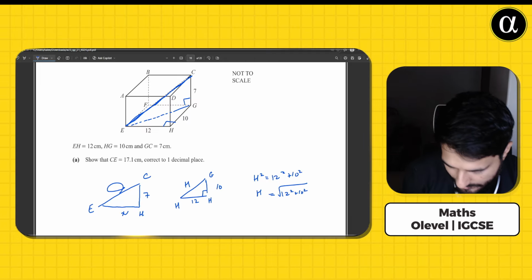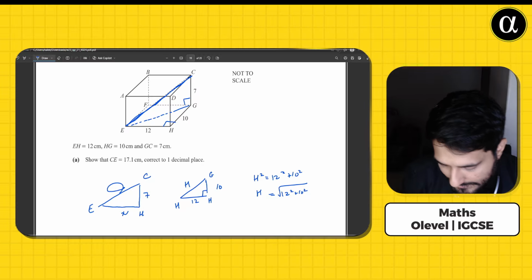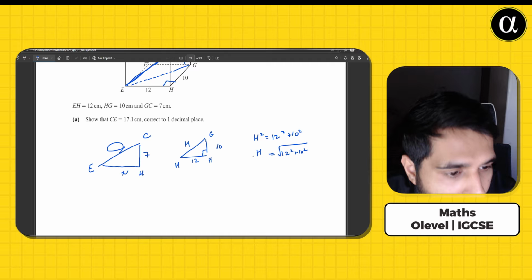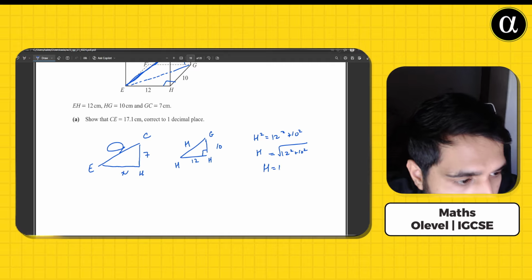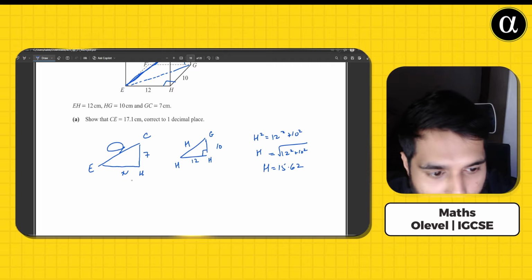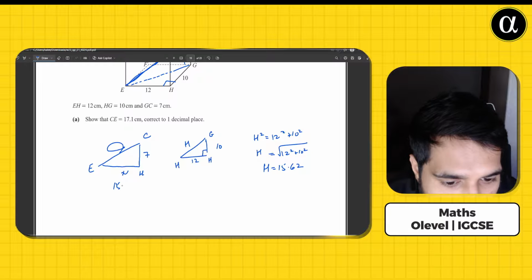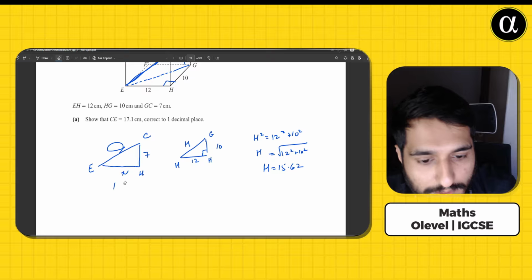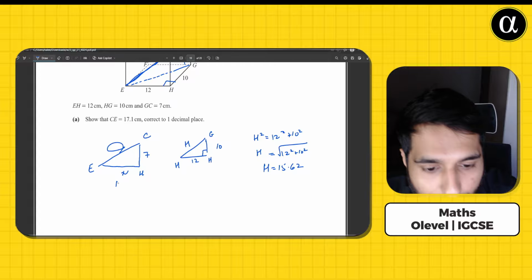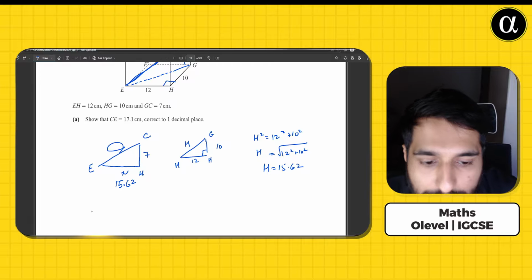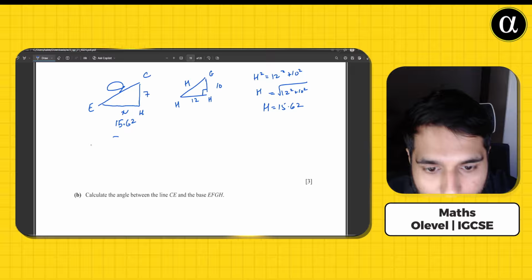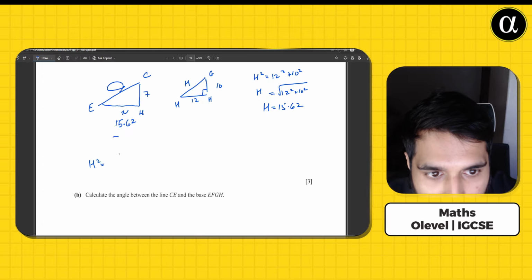Let me check it real quick. Under root 12 square plus 10 square, that gives me 15.62. So this value for h is going to be 15.62, and it's going to be the same for this case, 15.62 as well, because that was the unknown x which you're trying to find. So this is 15.62.